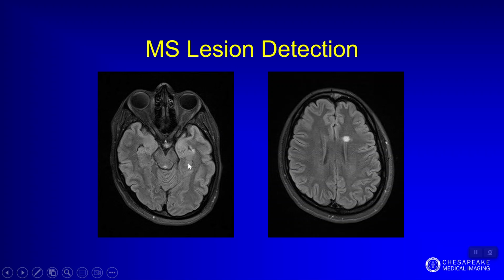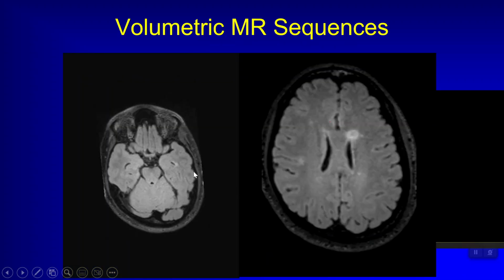Here is lesion detection. So these are 2D techniques, and you can see lesions here and here. And this is using 3D techniques, and you can see the same lesions here adjacent to the temporal horn and adjacent to the left frontal horn. However, you can also see these very small lesions, and in part using high resolution thin section 3D volumetric imaging can help you see small lesions.